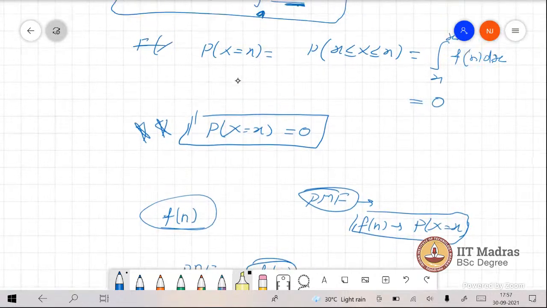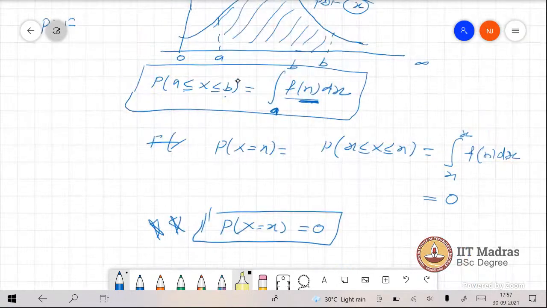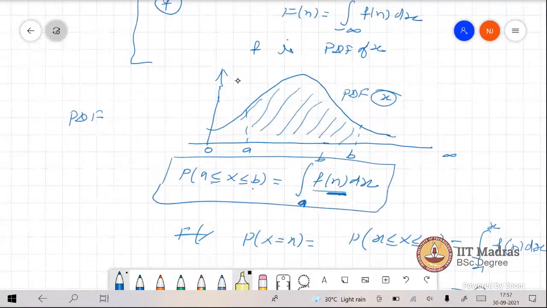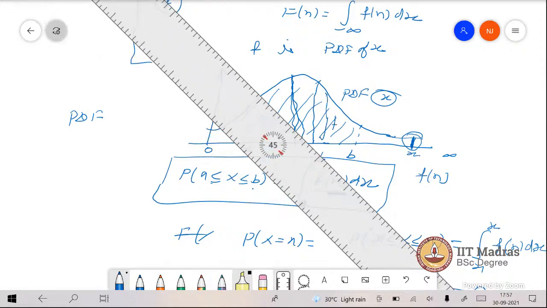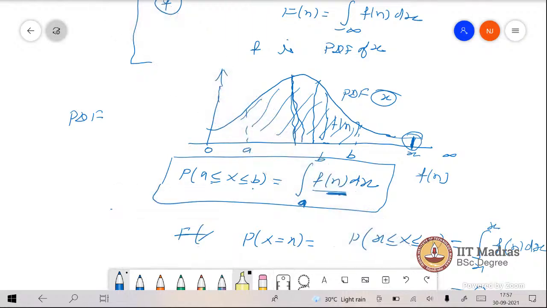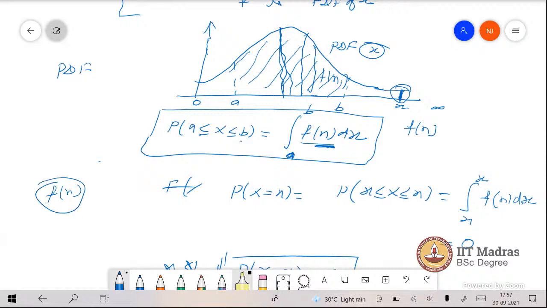Let's say in this example this is the PDF of a random variable X, and somewhere here is x. What is the meaning of f(x)? If x is lying somewhere here, f(x) will be this value. So what does the f(x) value give you? Does it give the probability at that point?